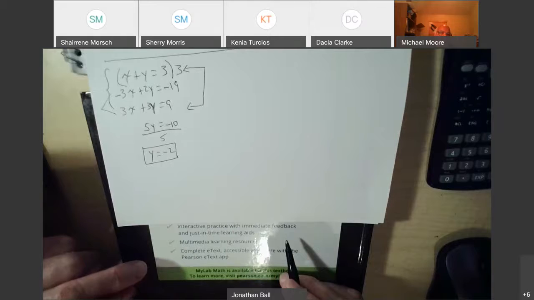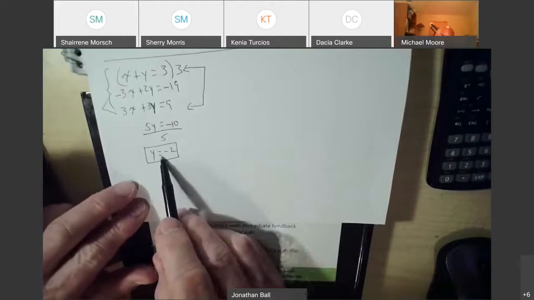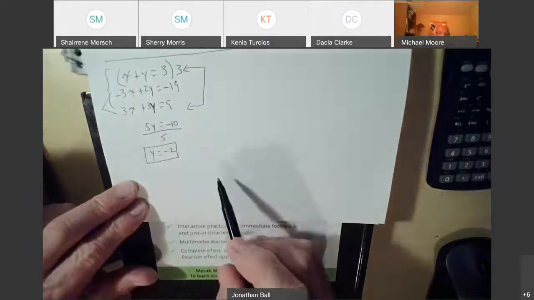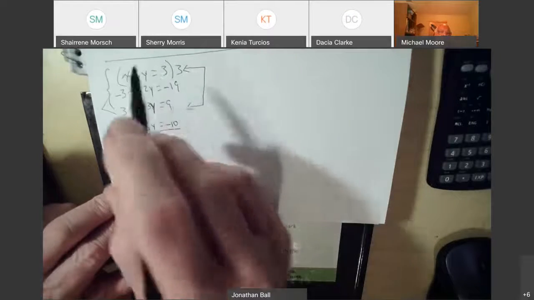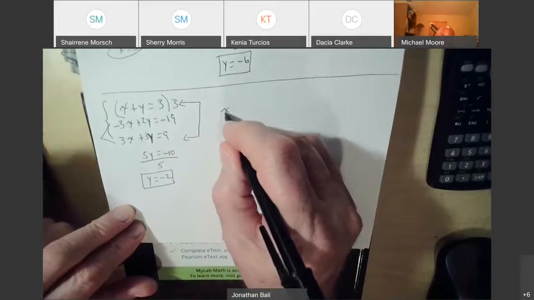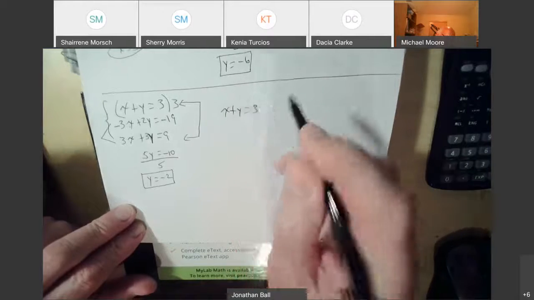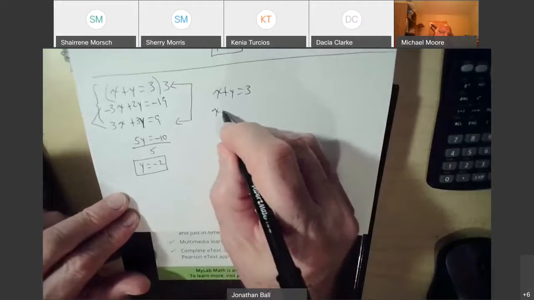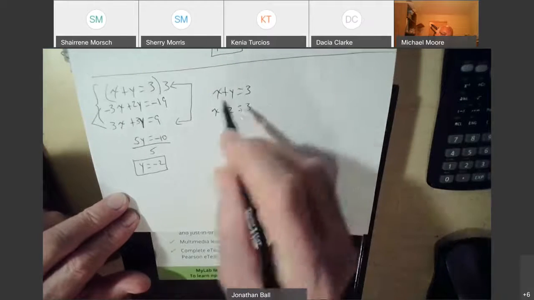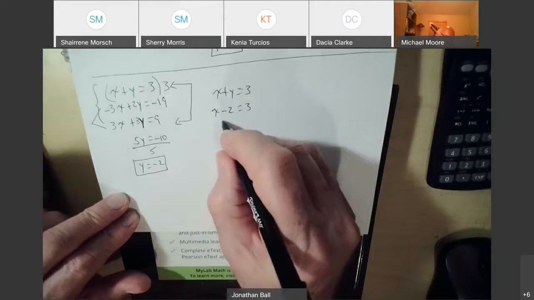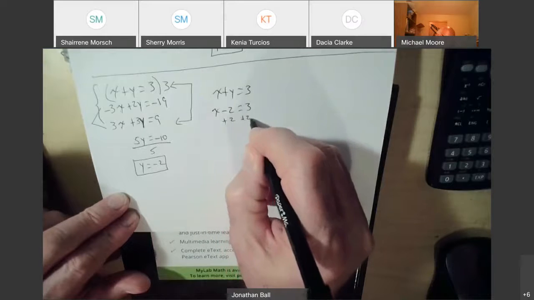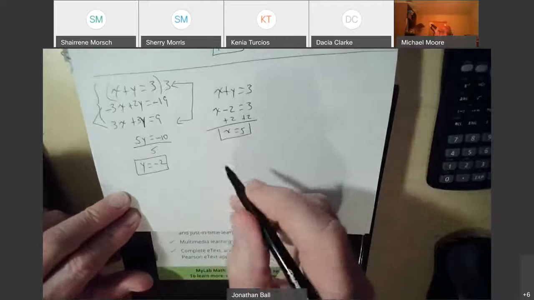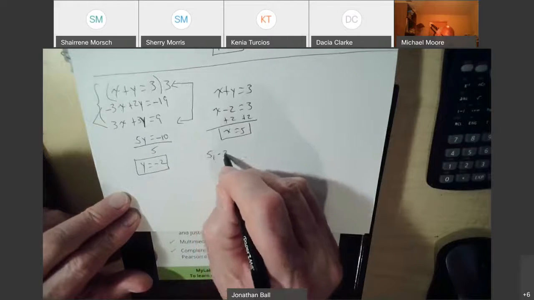Okay. Now let's plug our negative 2 into any one of these three equations. Remember, this one's the same as this one, just looks different. But let's use this first original equation. If we have x plus y equals 3, and we know that y is negative 2, then x minus 2 equals 3. We substitute negative 2 in for y, add 2 to each side, x is 5. So our solution here is 5 comma negative 2.